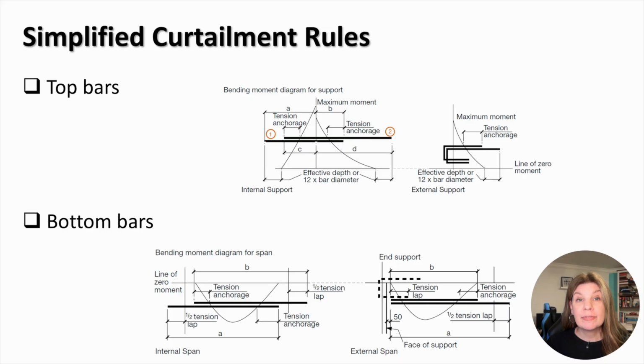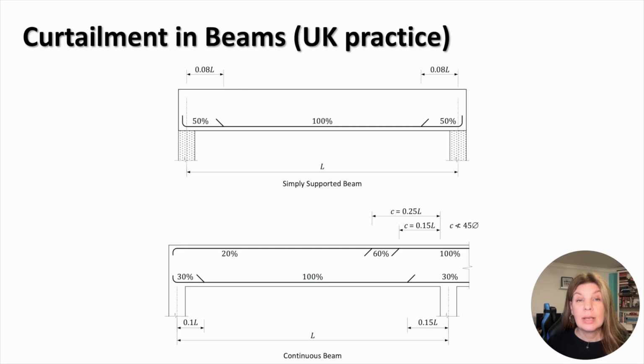This slide depicts simplified curtailment rules for top bars above middle and end supports, and for bottom bars in internal and end spans. As you can see, reinforcing bars extend a certain anchorage length beyond the bending moment envelope. Bending moments vary along the beams. This means that less reinforcement is required away from critical sections. Curtailment of longitudinal bars in beams is a way of reducing the area of tensile reinforcement at sections where bending moment is minimum or zero for the purpose of achieving an economic design.